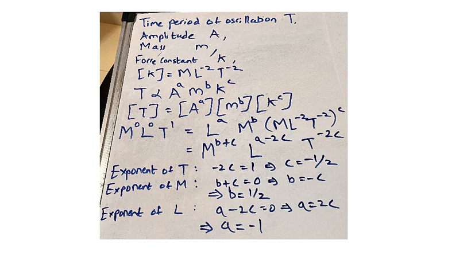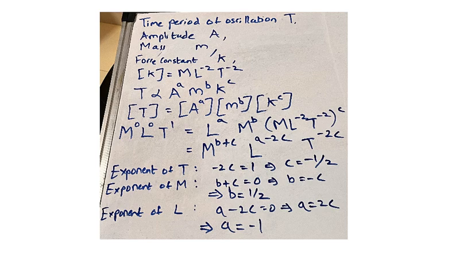So finally, when we collect all these terms on one side, we'll have M raised to b plus c. Here b is coming from this M raised to b, and the other c is coming from the dimension of force constant. And L, we'll have a, L raised to a, this is because of the amplitude, and then we have this minus 2c that is coming from the force constant. And finally we have this time period, dimension of time raised to the minus 2c because of the force constant.